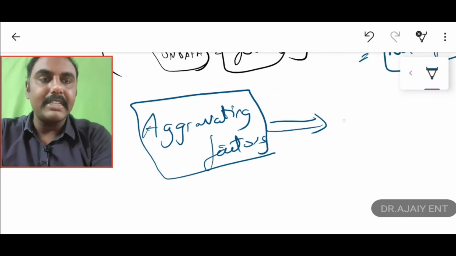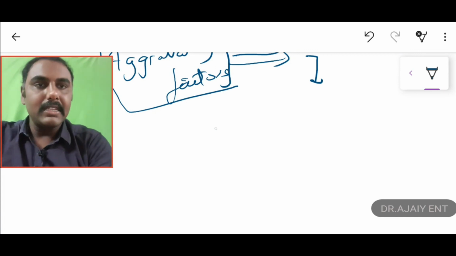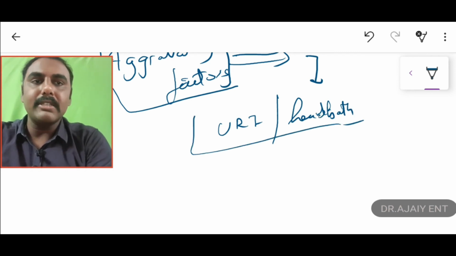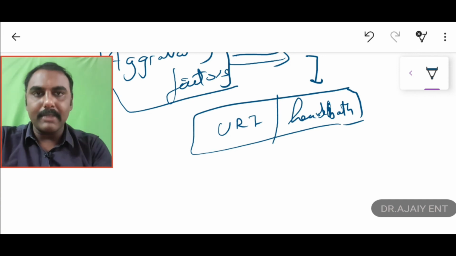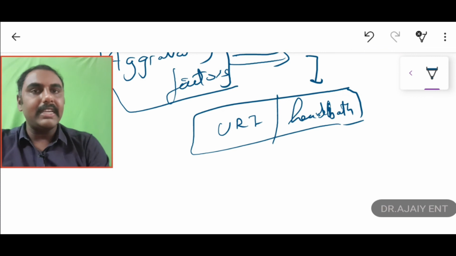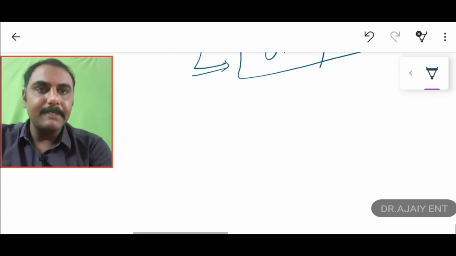So when you ask the patient, okay, he may say whenever he takes a head bath, or whenever he gets a URI. Few may ask what is the relation with the head bath. But obviously some water may go inside the perforation area and irritate the middle ear, turning into a discharge. Okay, so these may be the aggravating factors, right?